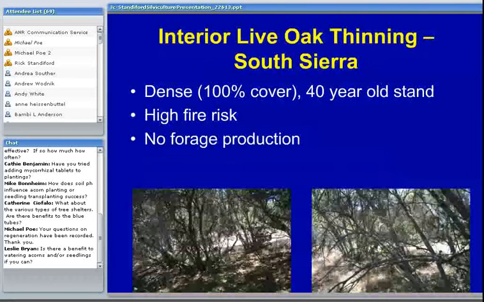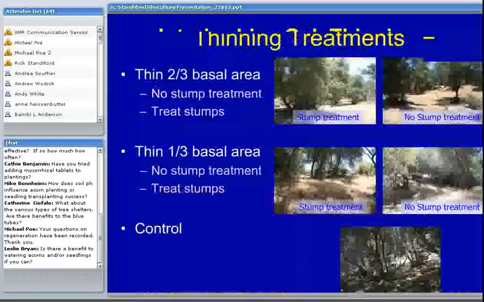Also down in the southern Sierras, we did a thinning with interior live oak, and there have also been studies done with coast live oak that Cal Poly San Luis Obispo has done in the coastal areas of California from Santa Barbara up to San Benito County. Our interior live oak thinning looked at very dense areas, over 100% canopy cover. It was essentially a 40-year-old stand that had come in after a previous wildfire. Currently a very high fire risk, very high fuel levels, and the forage production was non-existent in the dense cover.